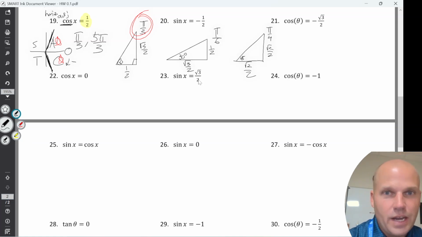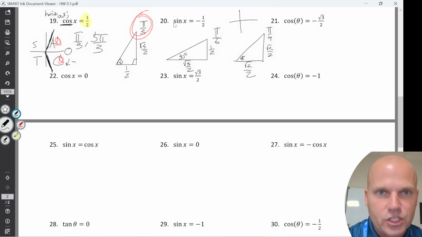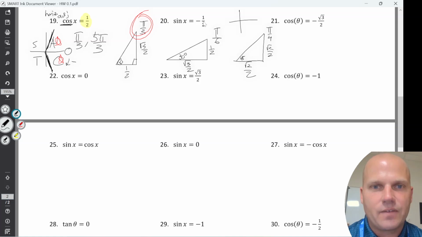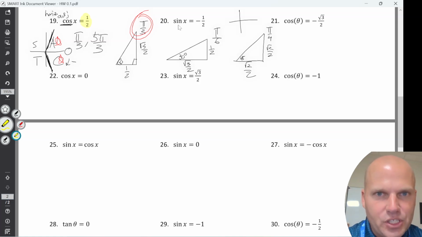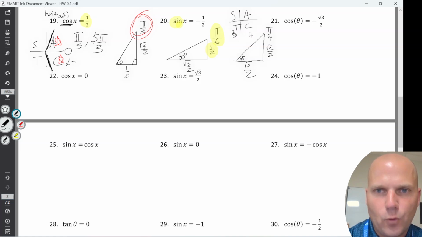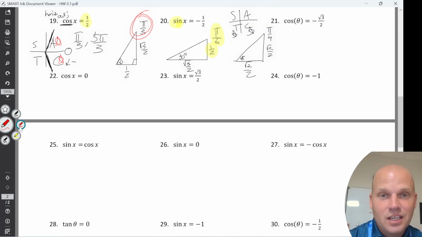Okay, now we go to this situation. Sine of an angle equals negative a half. Well, I'm going to go to the triangle. Okay, when is the opposite or the vertical going to be a half? This triangle, the pi over 6 triangle, has the opposite that's a half. Cool. Where is sine negative? Sine is negative in the third and fourth quadrants, which means I want those pi over 6 triangles in the third and the fourth quadrant.